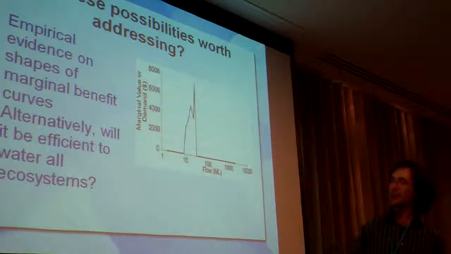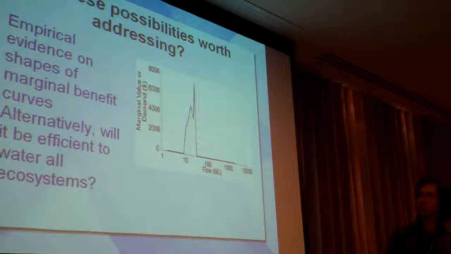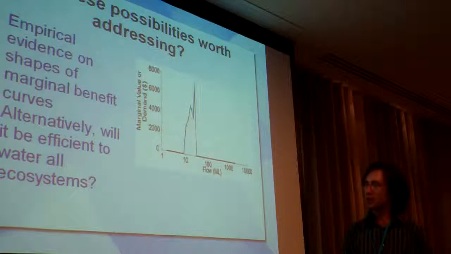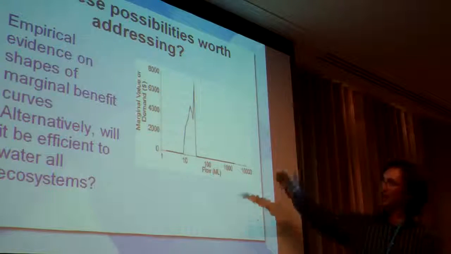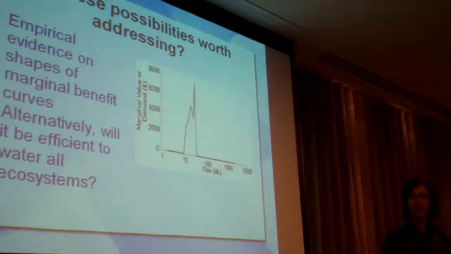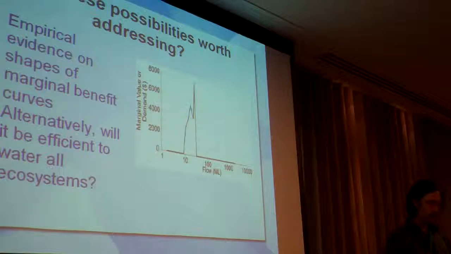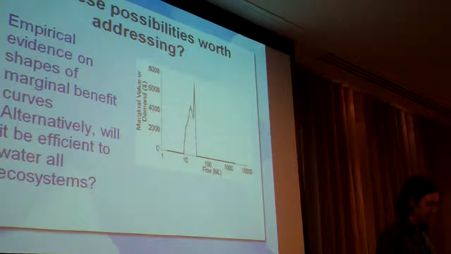Here's an empirically estimated curve from Horne et al. So you can see that at very low levels of river flow, this is for the Goulburn River in Victoria, the marginal benefits are essentially zero. Then you've got this jagged upward sloping segment, and then beyond a certain point the marginal benefits are zero again. And so these empirically derived curves look different to the textbook curves that I was showing earlier. And so ideally you want an analytical framework that's capable of dealing with these sorts of possibilities.